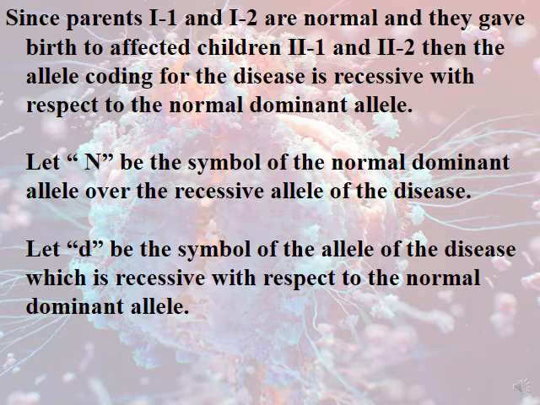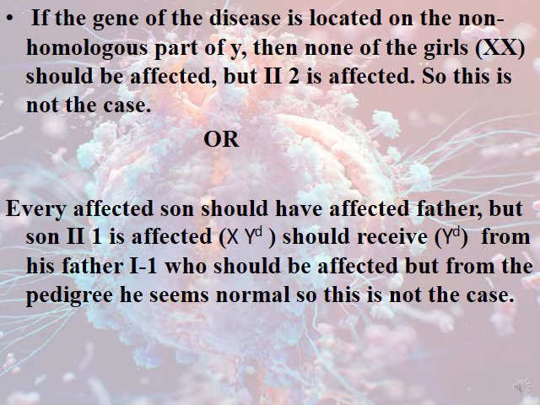Let N capital be the symbol of the normal dominant allele over the recessive allele of the disease, and let d small be the symbol of the allele coding for the disease, which is recessive with respect to the normal dominant allele. Do you realize, first I started with dominant and recessive, then I gave the symbol. Third, I'm going to move to the verification.